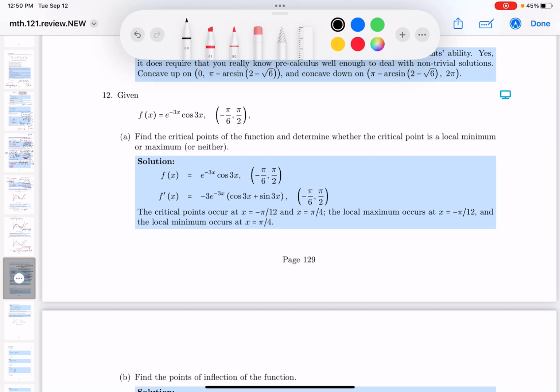Okay, let's do the first derivative. And we have an interval here between minus pi over 6 and pi over 2. So let's write this down. So f prime, I'm going to claim it's a product. It's not a claim, it's a product.